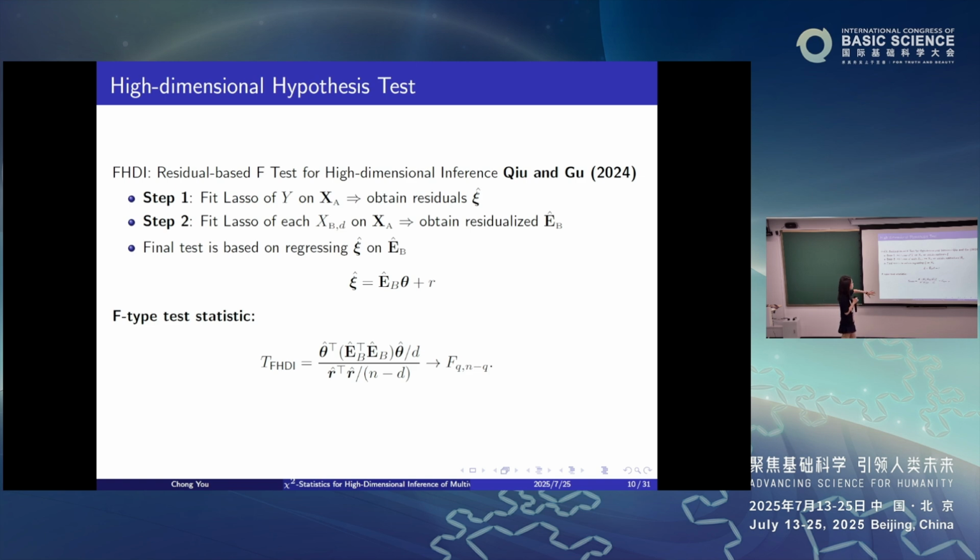Now you reduce the high dimensional test to a low dimensional one, because the dimension here is no longer p greater than n, it is p less than n. Now it's a low dimensional one, so you can use a classical method to do the hypothesis test. So here they use the F test. So that's all the popular, existing methods.